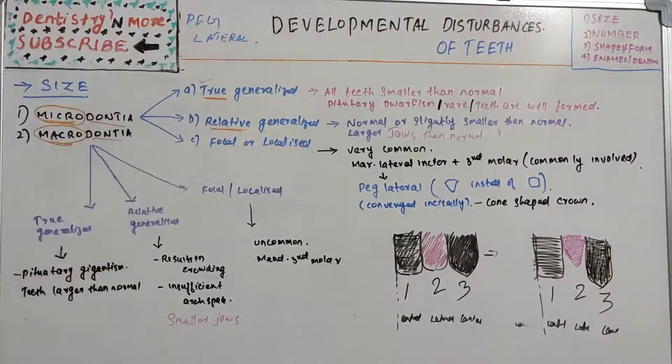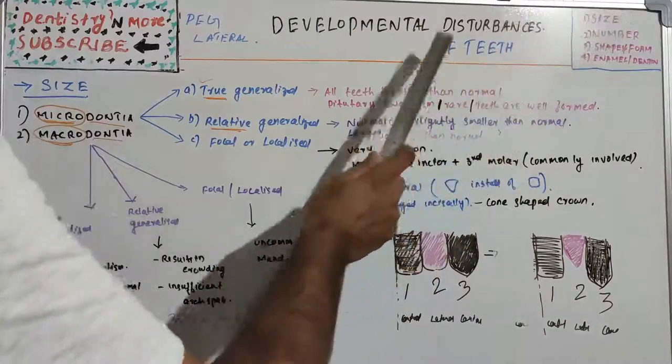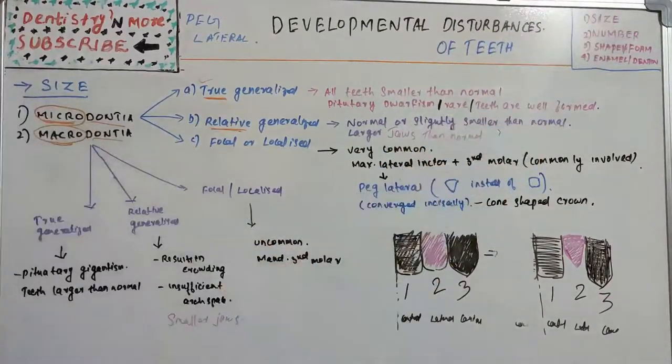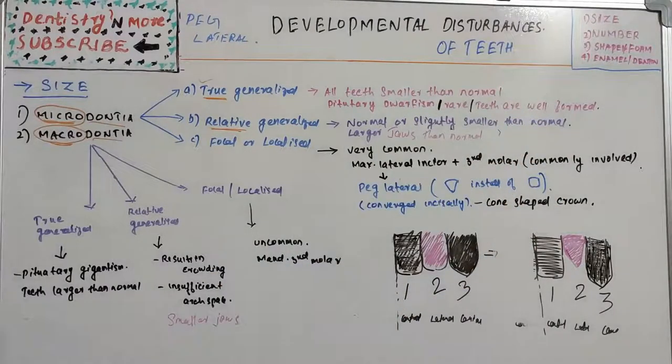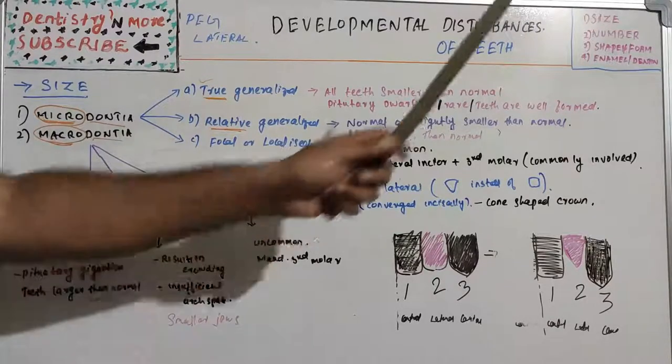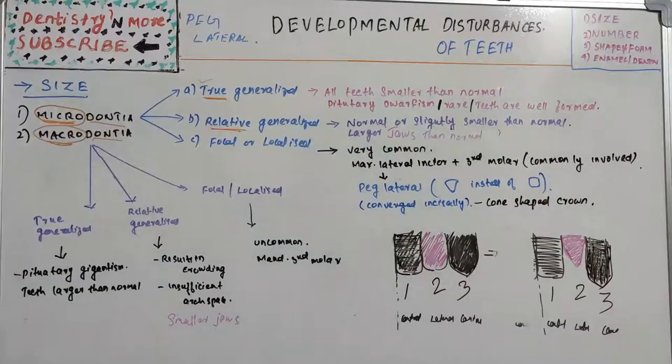Today's topic is developmental disturbances of teeth. The developmental disturbances of teeth are basically arranged in four categories: the disturbances related to size, the second one is number, the third one is shape or form, and the fourth one involves formation of enamel and dentin. The enamel and dentin related disturbances we have already covered. That was enamel involving amelogenesis imperfecta, dentin involving dentinogenesis imperfecta, dentin dysplasia, and regional odontodysplasia.